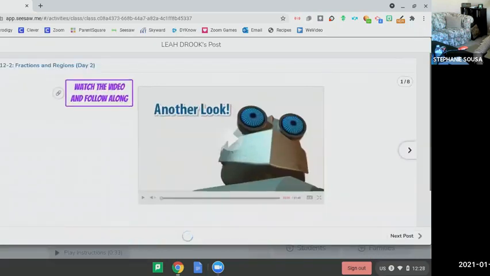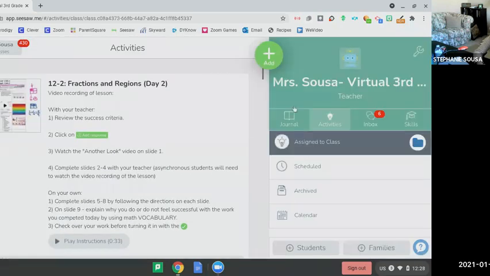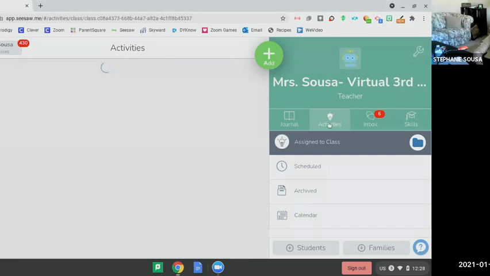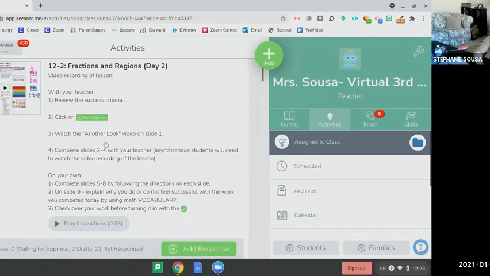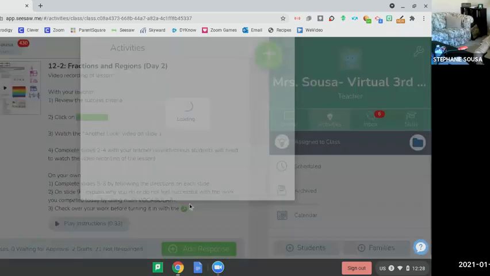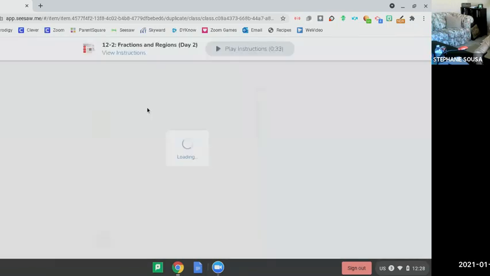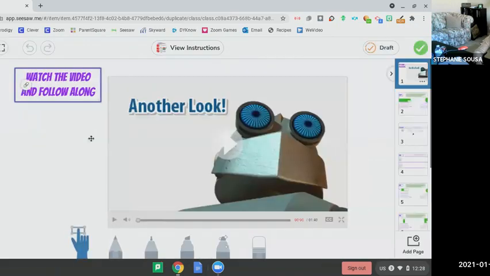All right. So now we're going to take a look at fractions day 2. So we're going to look at this again. Okay. 1 second, please. I know I'm sounding choppy. Here we go. Okay. In your activities, you have a new activity unlocked. Fractions and regions day 2. Go ahead and click on add response. This is going to work like yesterday. We're going to do some of these together. The rest is going to be on your own.